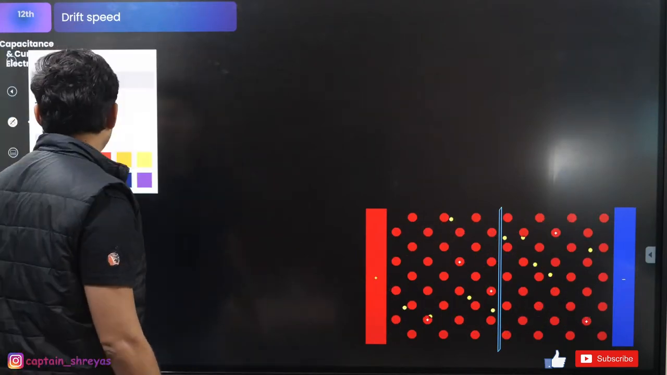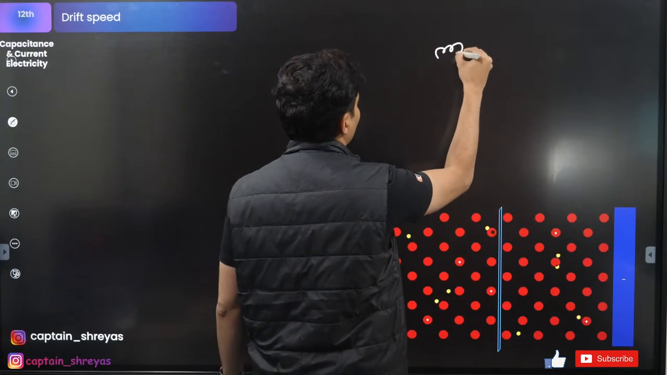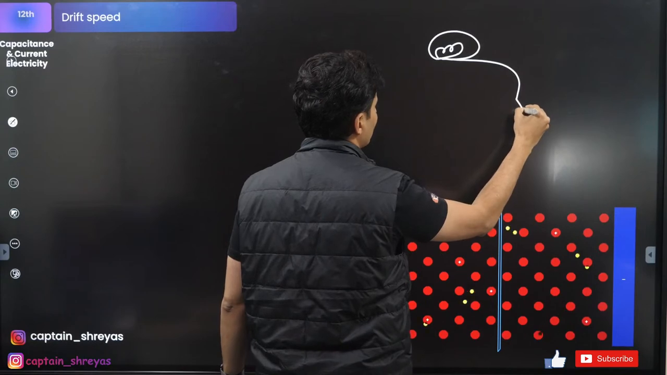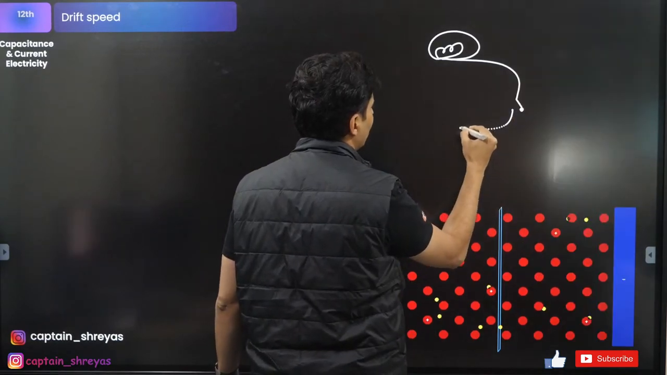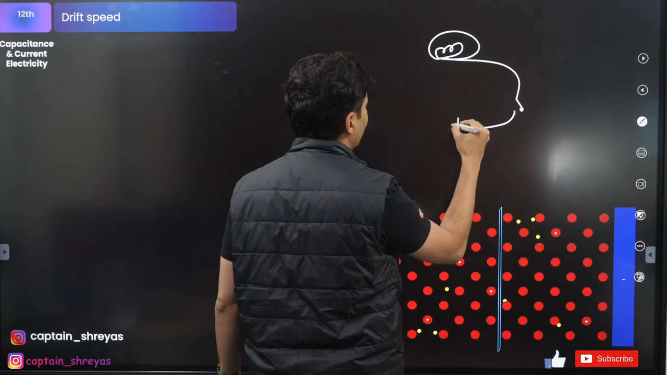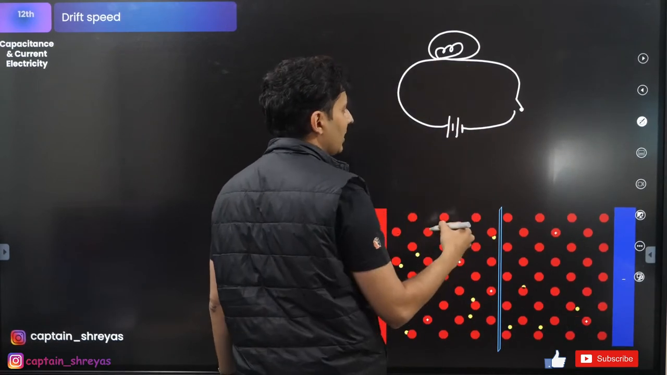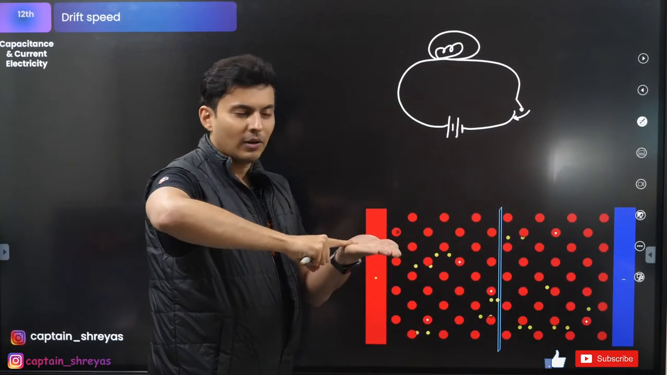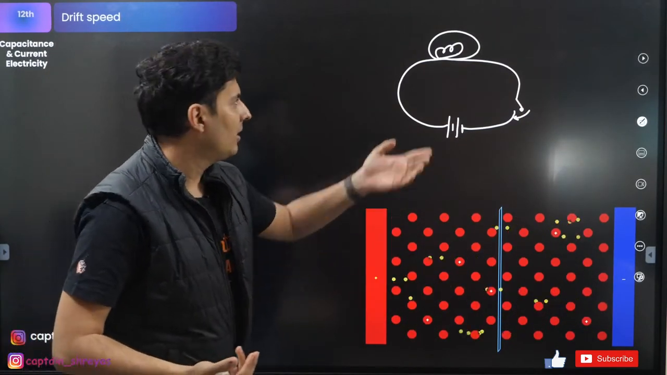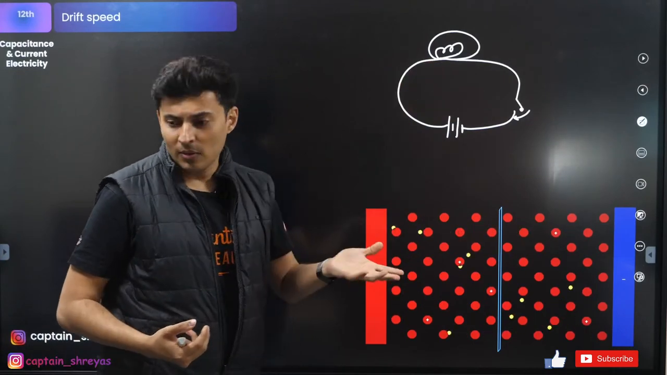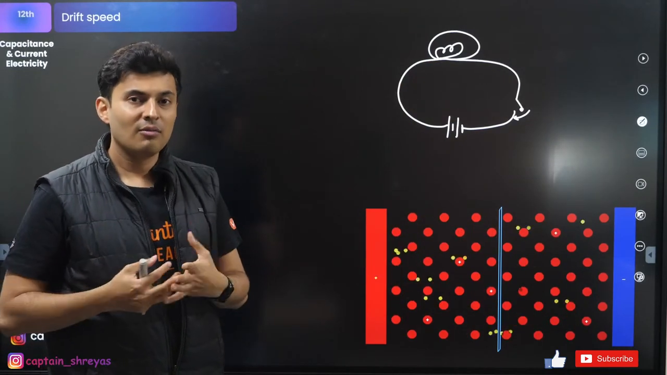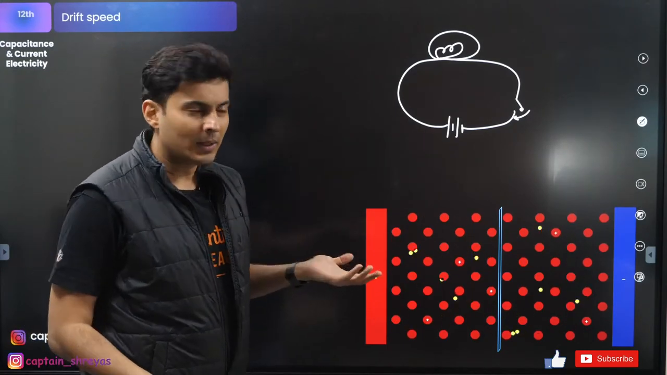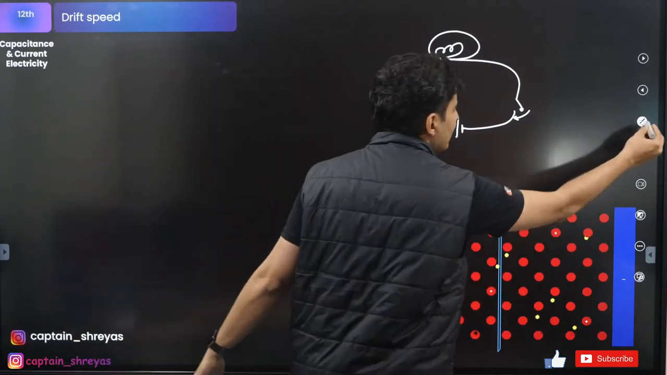Imagine I have a bulb, like this, connected to a switch and to a battery, and I just turn on that switch. At t equals 0, I turn it on. How much time do you think the bulb will take to glow after I turn on the switch? Instantly, right?